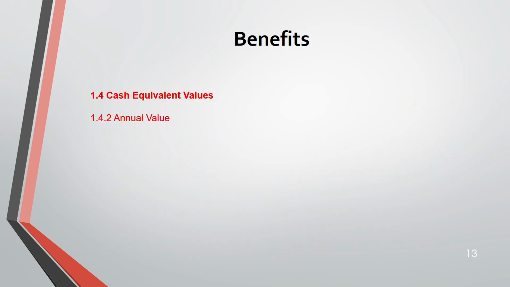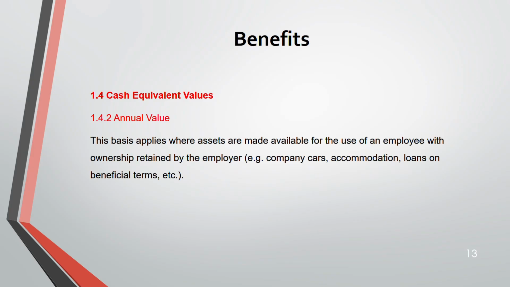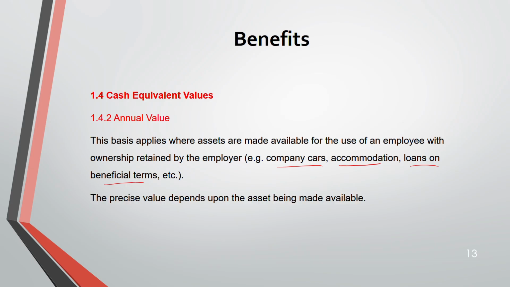Now, second, you see the annual value. This basis applies where assets are made available for use to an employee with ownership retained by the employer. That means ownership is with the employer, but the employee will be using it. Let's say a company car. Who is owning it? Employer. Who is using it? Employees. Accommodation, loans and beneficial terms. These are the three benefits which we are going to study in detail later on in this lecture. These three use the rule of annual value. Okay.